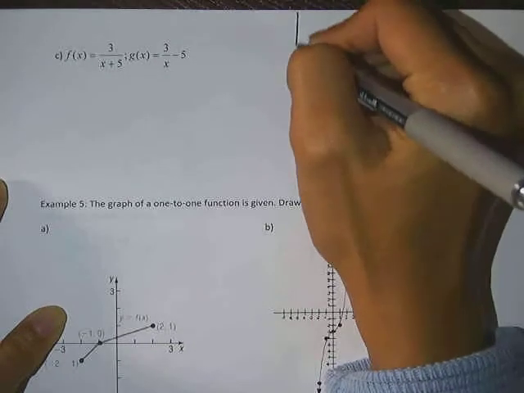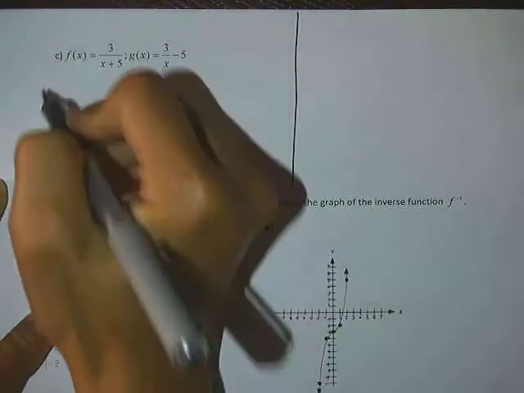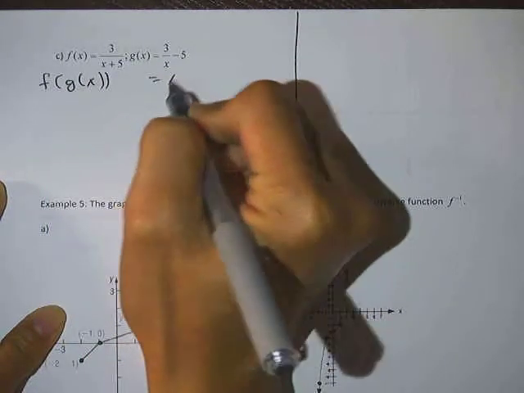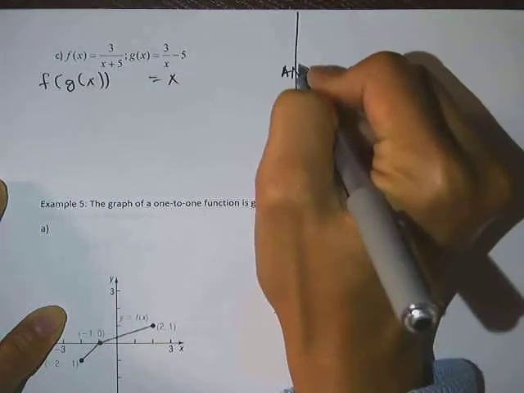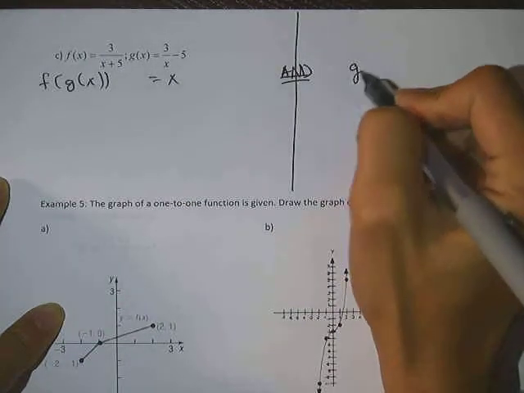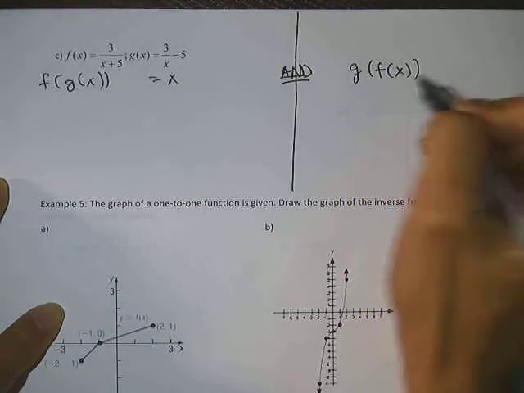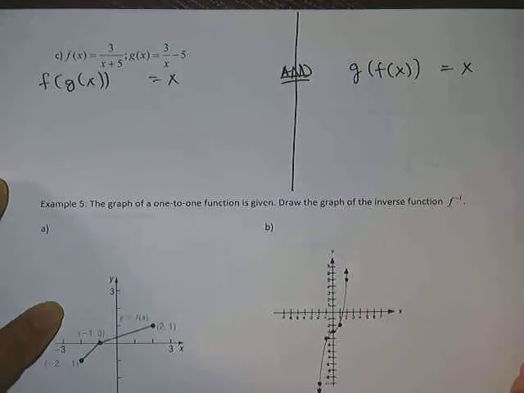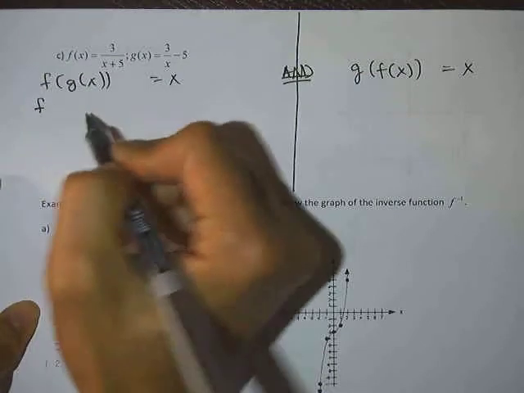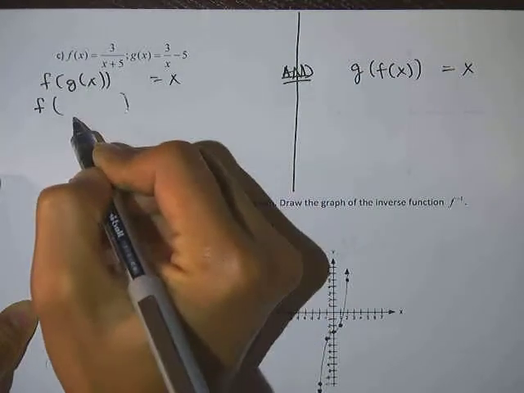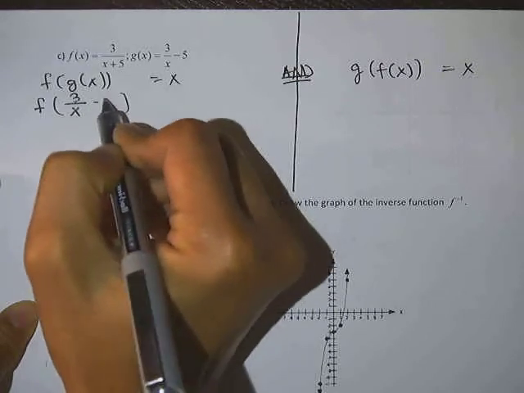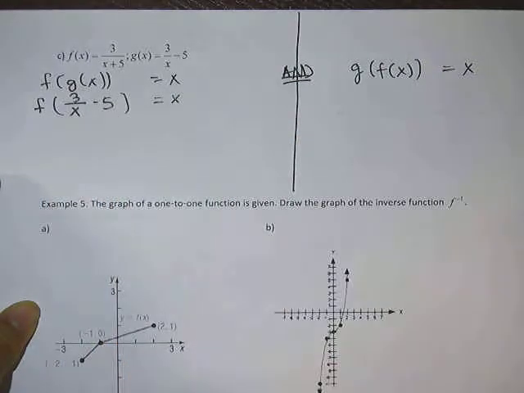It's asking us to prove: f of g of x, does it come out to be x? And it's important, both have to be true: g of f of x, does it also come out to be x? So here we go. I'm going to write f of, my g function is 3 over x minus 5. So 3 over x minus 5. Does it come out to be x?